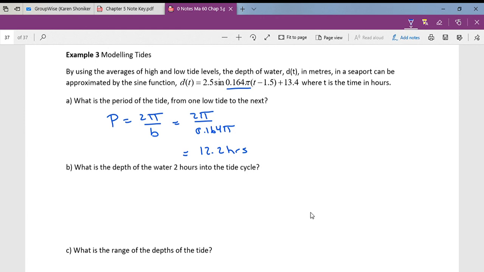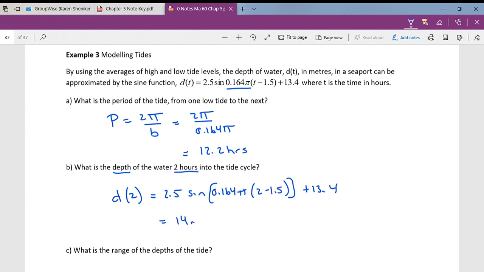Then it says, what is the depth of the water 2 hours into the tide cycle? So they're giving you time. So they're saying, what is the depth when the time is 2 hours? So then you're just plugging it into your calculator. 2.5 times the sine of 0.164 times pi times 2 minus 1.5, and this can all be in a big bracket, plus 13.4. And if you plug that into your calculator, you should get 14 meters.